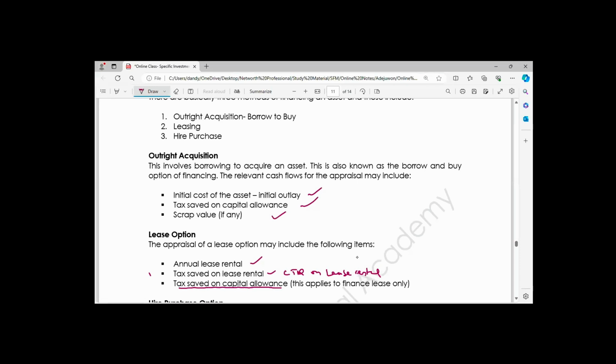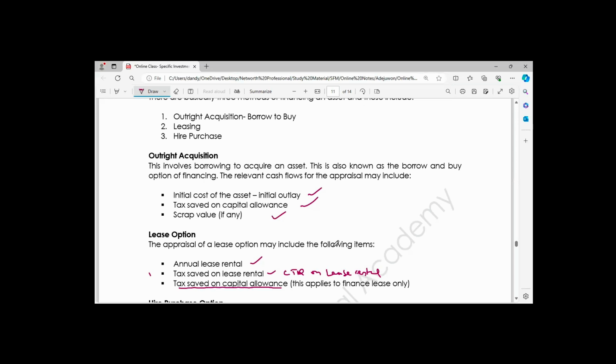So as a result, you are supposed to account for the tax saved on the capital allowance for the finance lease. But if you are not told in the question whether it's a finance lease or operating lease, you are going to assume it's an operating lease. So that means the tax saved on capital allowance will not be there. You only include tax saved on capital allowance if your examiner told you in the question that it's a finance lease. Other than that, you don't include it. Then, of course, you now go to hire purchase.